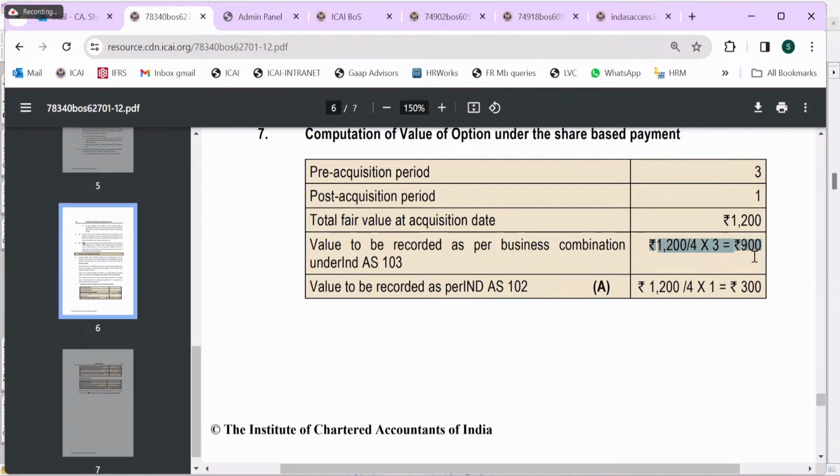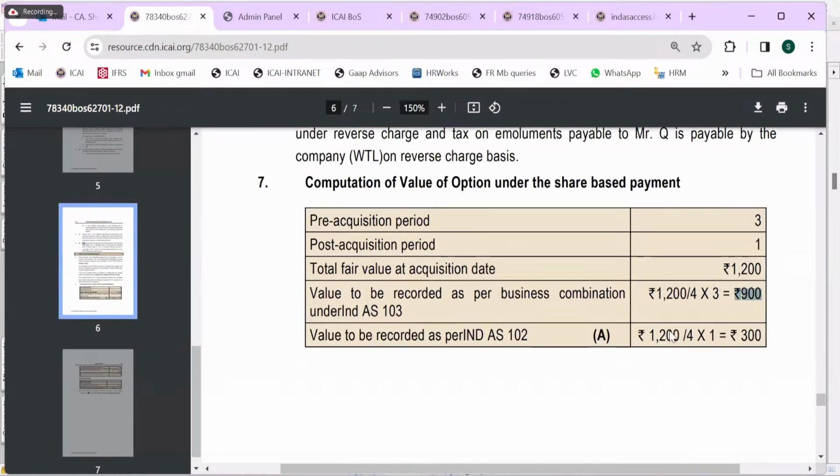In both the alternative presentations of the solution, we have to use this formula, which is the fair value of the original award multiplied by the vesting period which has lapsed, divided by the total vesting period. You'll get 900 rupees. In both the cases, you have to do this. After that, either you first find out from the original award the difference of the fair value of the replacement award minus the fair value of the original award, or simply you take the fair value of the replacement award minus this element which has been attributed to purchase consideration. In both cases, you will find the same answer.